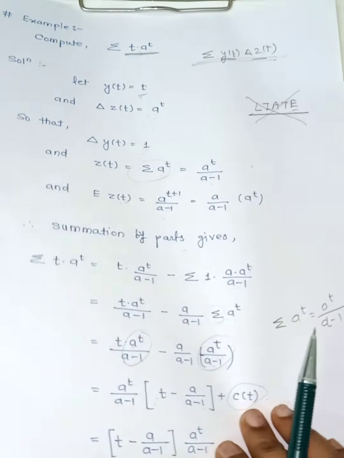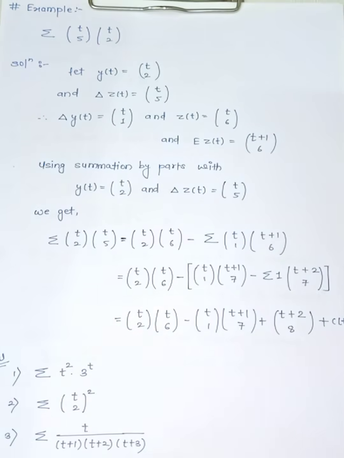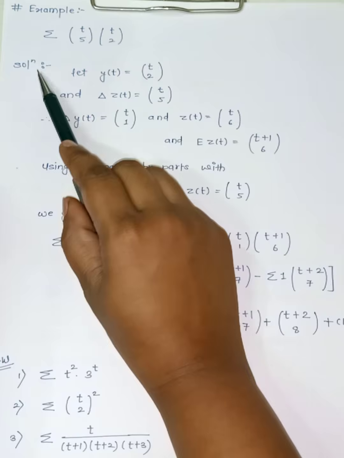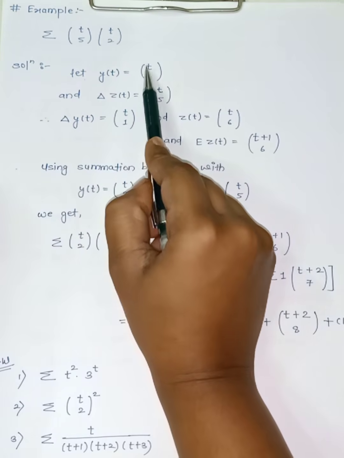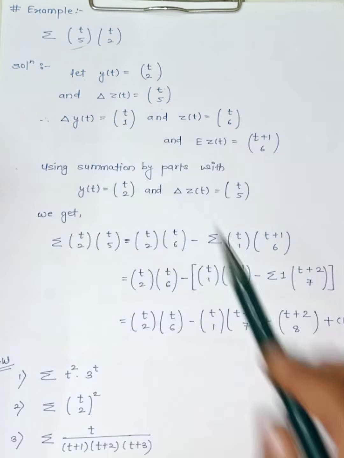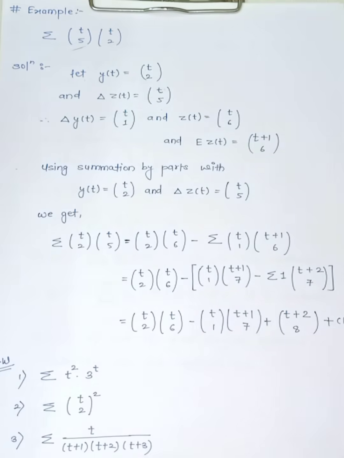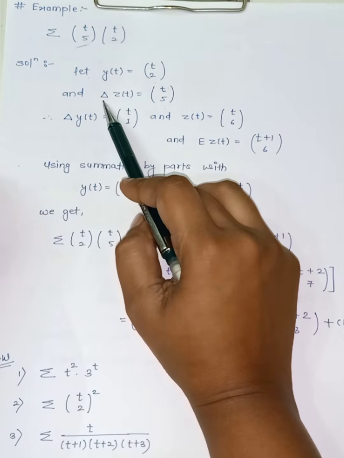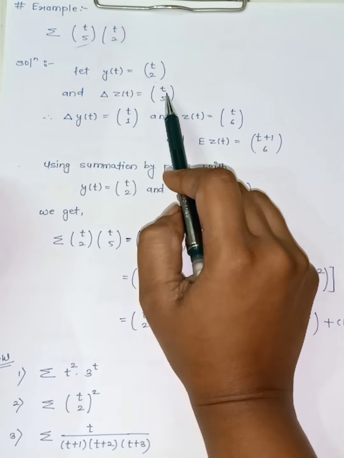Then the next example is, we have to compute the summation for tc5 and tc2. Okay, so let's start with the solution. Let y of t equals to tc2. Now here we apply the same approach that we explained in the previous example for considering the functions. Consider the first function such that its delta gives 1 as soon as possible. So we consider y of t is equals to tc2, and the second function delta z of t is equals to tc5.